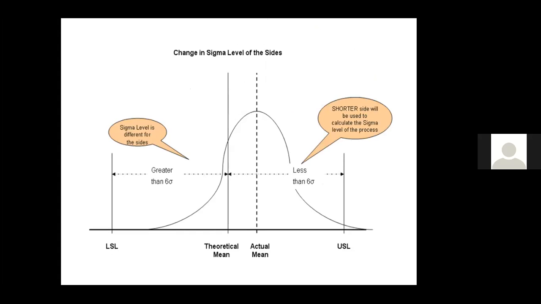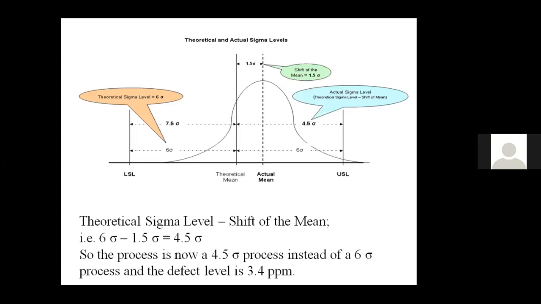Now you can see it. The process is still in the limit. The actual mean is there. So on the right side, the sigma levels are less than this. They're almost 4.5. This is a natural process, what we call the 1.5 sigma shift. The process has shifted from 6 sigma to 4.5. So this is called the theoretical 6 sigma minus shift. The shift in the mean is almost 1.5 sigma, and theoretically the process may appear to be working at 6 sigma, but actually it is working at 4.5 sigma. So this is a natural shift, the 1.5 sigma shift, which is inherent in the process. Nobody can help it.